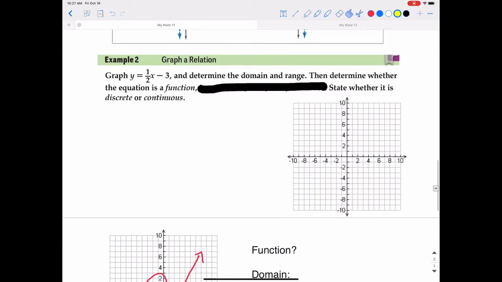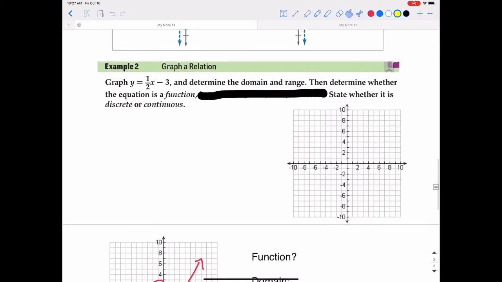So we get down here to example 2. It says graph y equals 1/2 x minus 3 and determine the domain and range, and then determine whether the equation is a function, and then state whether it's discrete or continuous. Well, we've done these types of graphs 100 times already because this is a linear equation. It is a straight line.